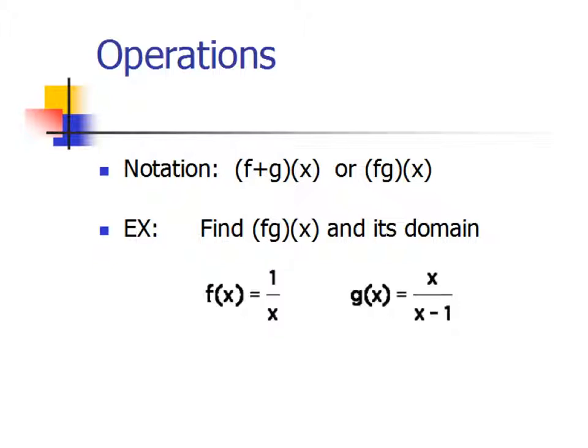So let's try fg of x. That means I'm going to take these two functions right here and multiply them together. So what I'd end up with, fg of x, is just taking 1 over x times x over x minus 1, and I'm going to multiply straight across. However, I can reduce, just like with numbers, if you have something on the top that can reduce with something on the bottom, you can do that. So these two x's are going to cancel out, and I end up with 1 over x minus 1. That's all you're doing, just combining that way.